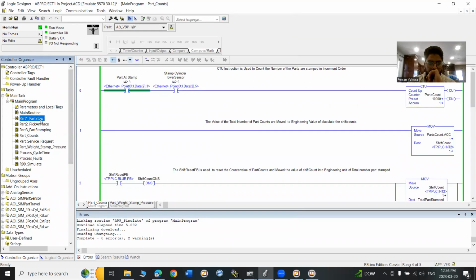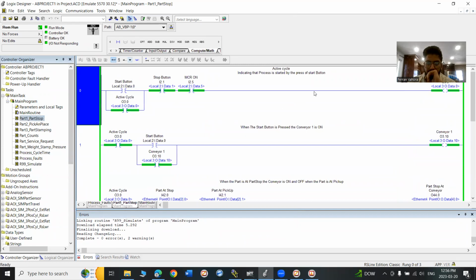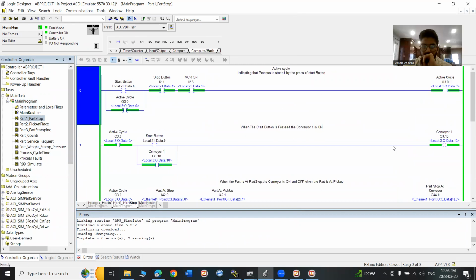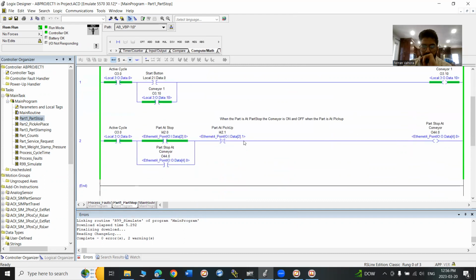Talking about the programming, as you can see in the programming, here is my active cycle time. Here there is a conveyor one running. When there is a part at a stop, when there is a part at pickup, the conveyor is running.